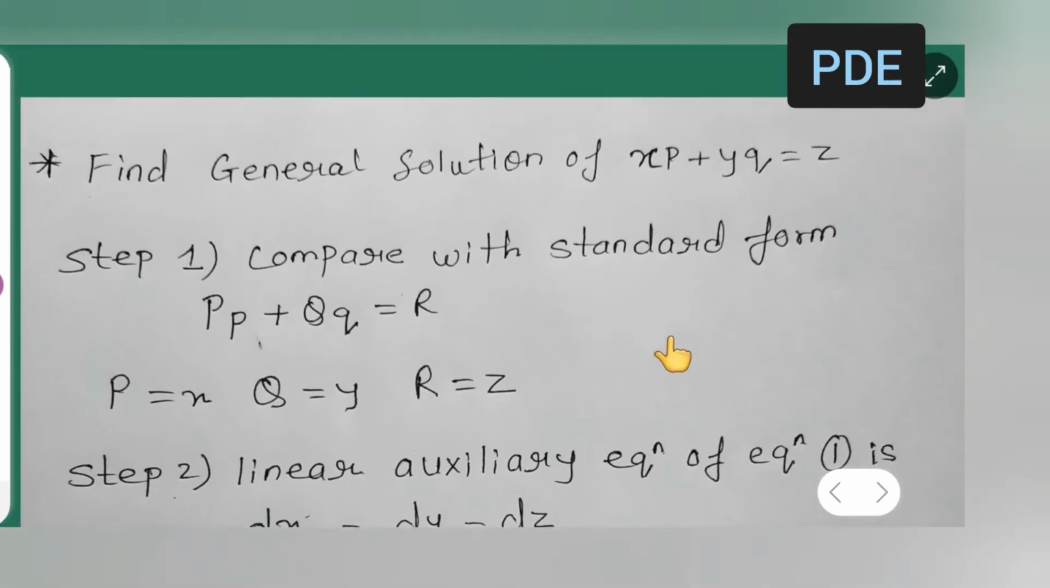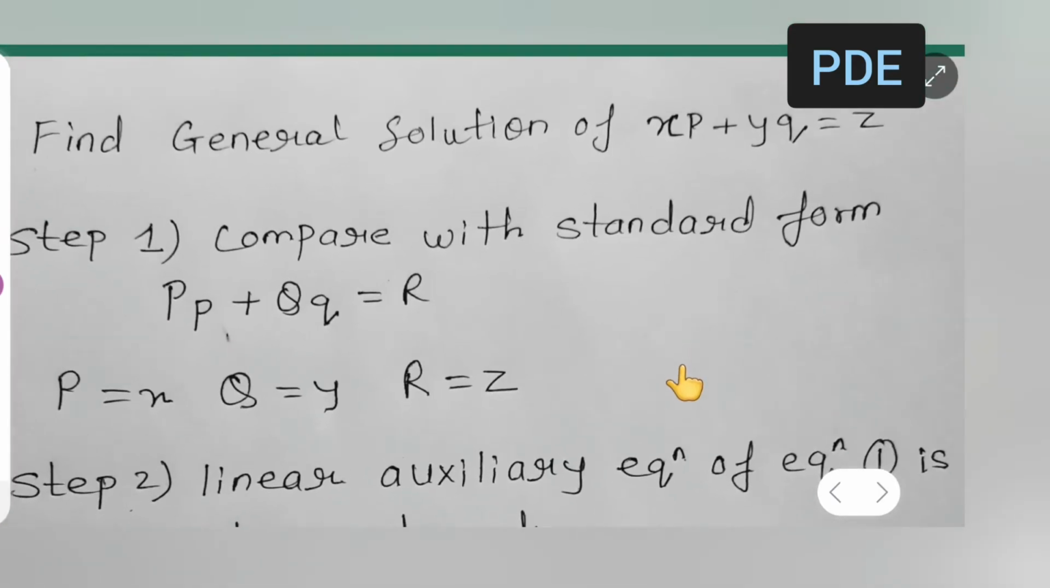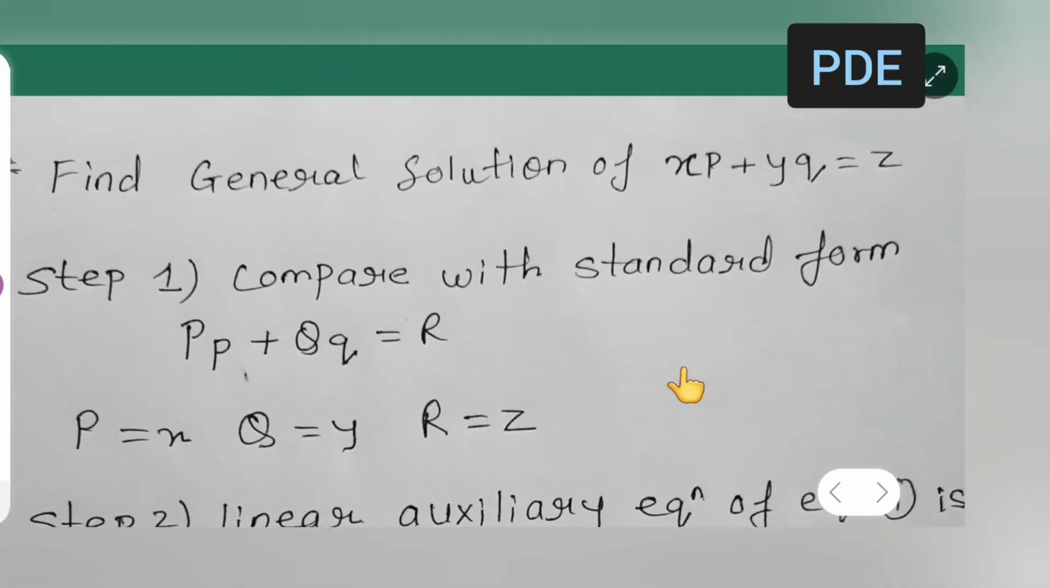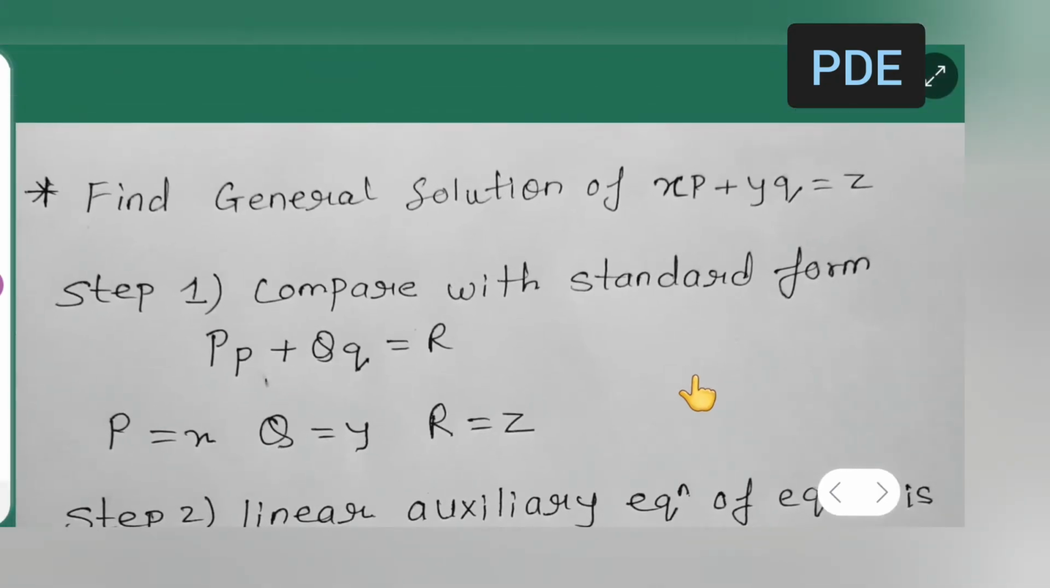So here what I have to do is, I hope you all can see this clearly. Take this as equation 1. First, what you'll have to do is find the general solution of this equation xp plus yq is equal to z. So step 1 is to compare it with the standard form, that is Pp plus Qq is equal to R.